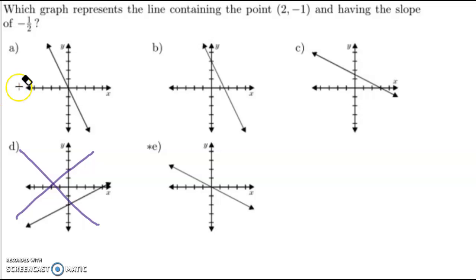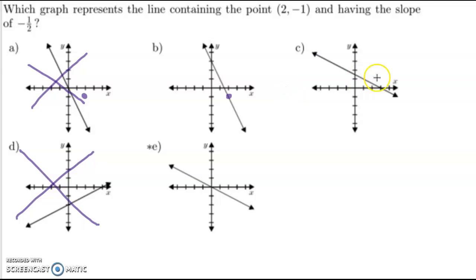Now it has to contain the point (2, -1). So I'm going to first start with A. (2, -1) looks like this. If I start at (0, 0) and go over to 2 and then go down 1, it would have to go through a point that's about here. So guess what? This one is not the graph. So let's go to B. If I go over 2 and then down 1, that looks like it might actually sit on the graph. So that could be a possibility.